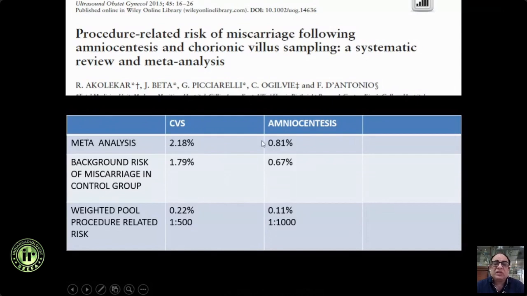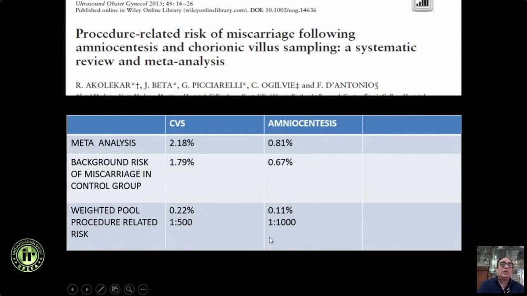And amniocentesis was 0.81%, compared to a background risk, which is that these fetuses would anyway die if you don't do a CVS or an amniocentesis, which was as high as 1.8% and 0.7%, because you must remember these are high-risk pregnancy situations. So the final risk is as low as 1:500 in a CVS and 1:1000 in an amniocentesis.